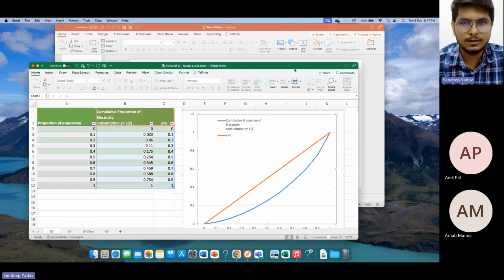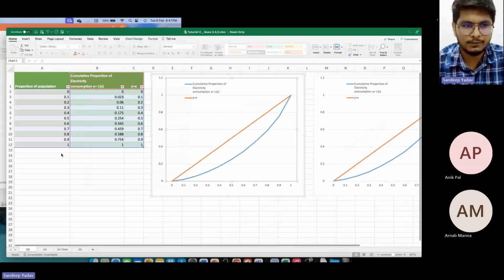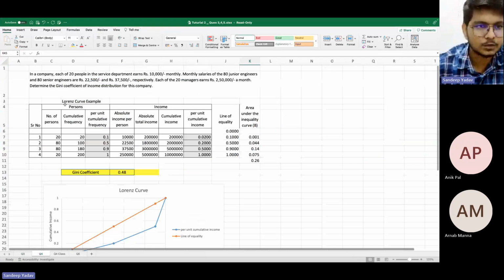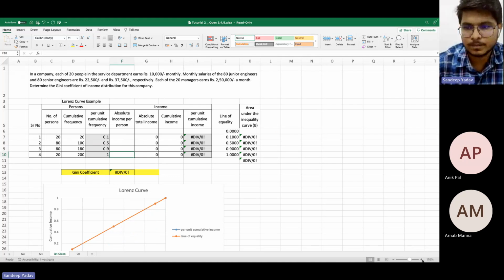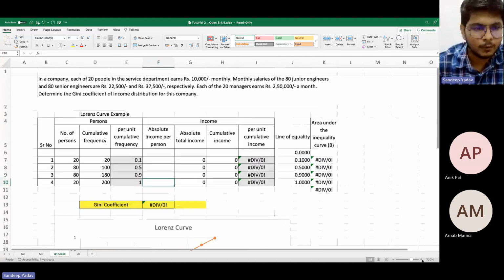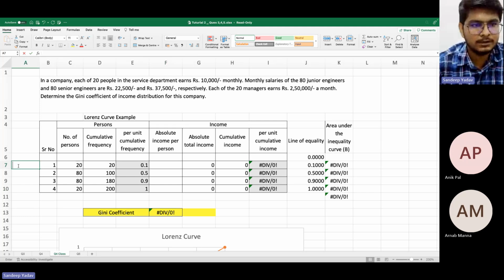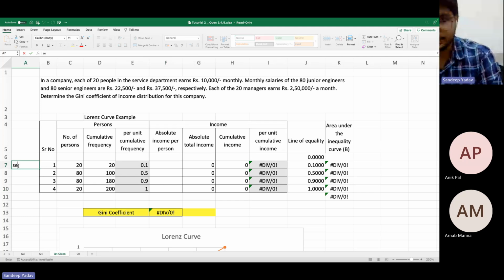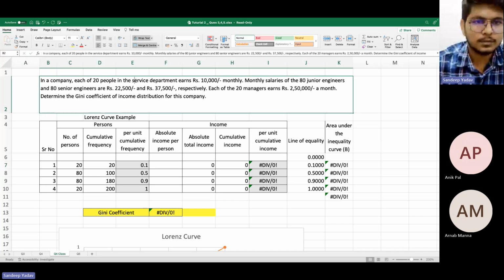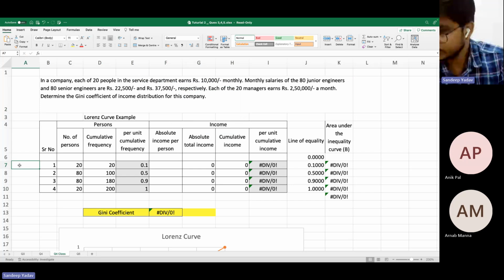I will solve it in the same manner that I've solved before, in the Excel sheet. So now we can see here. I hope you all can see. Yeah, you can. In the company, 20 people are in the service department. So serial number 1 is the service department.